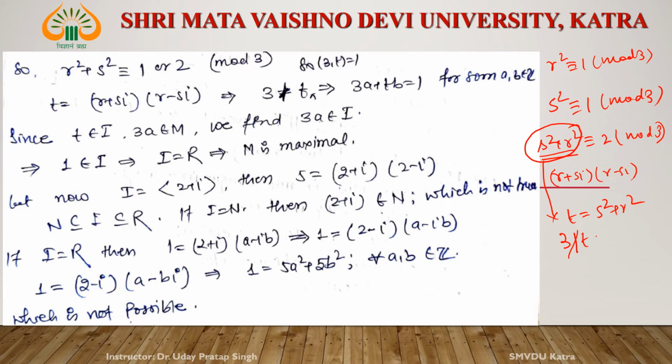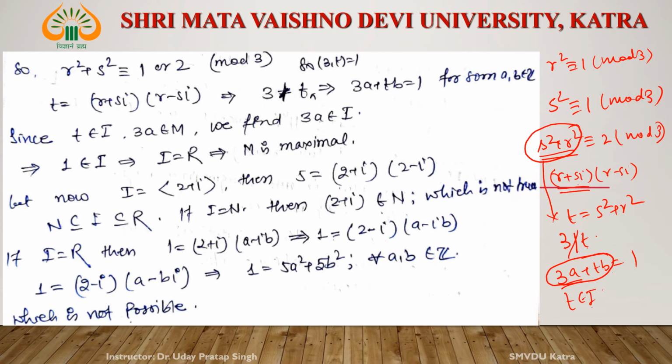It means the GCD of 3 and t is 1, so 3A plus tB is equal to 1. This t belongs to I, since it is a multiple of R plus SI. But if t belongs to I, this 3A also belongs to I. Then this whole number 3A plus tB belongs to I.